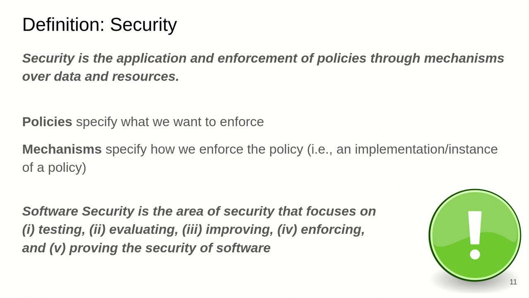If we crystallize this a bit towards software security, then software security is the area of security that focuses on testing, evaluating, improving, enforcing, and proving the security of software. And we will discuss in detail the testing, evaluating, and enforcing aspects, and at least touch on improving the security of software. Especially given the large amount of scale, proving software will be difficult, and improving software focuses a lot on software engineering aspects, which we will try to minimize in this course. There are dedicated software engineering courses for that.